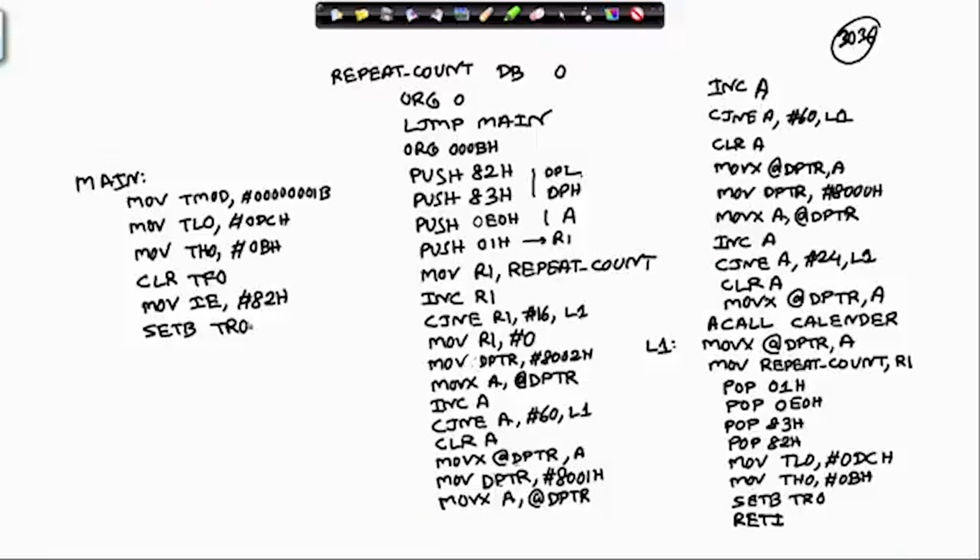So, the timer will be enabled, and then I can just wait here. Now I have to read whether the mode button is pressed or not. So, that has to be checked. JB P1.0, L2.